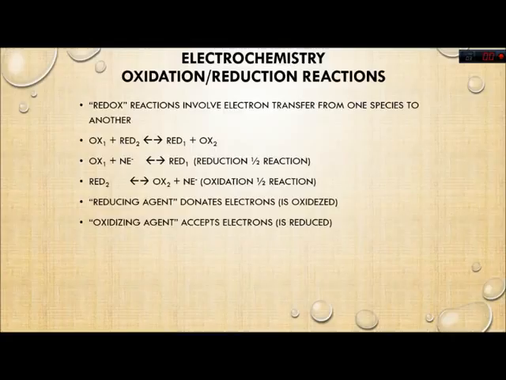Now in this chapter we will deal with two types of agents, reducing agents and oxidizing agents. Reducing agents are those which donate electrons. That means a reducing agent helps in reducing some other species and itself gets oxidized, so it donates electrons. Similarly, an oxidizing agent accepts electrons. That means it oxidizes the other species and itself gets reduced, so it accepts electrons. Here are some sample equations where you can see how oxidation and reduction both take place.